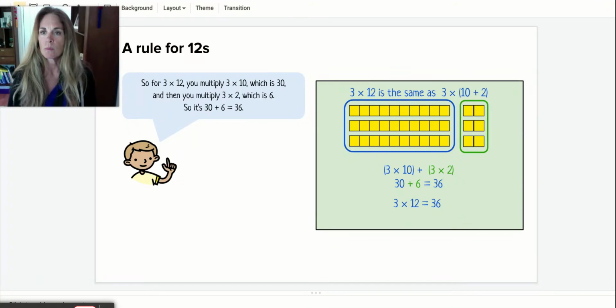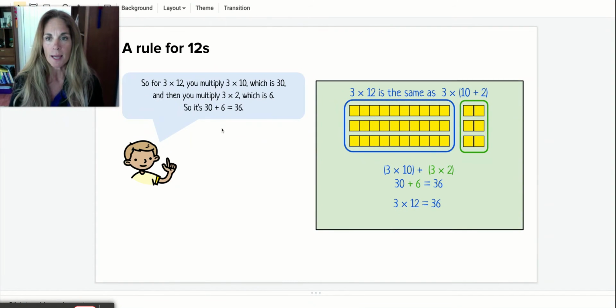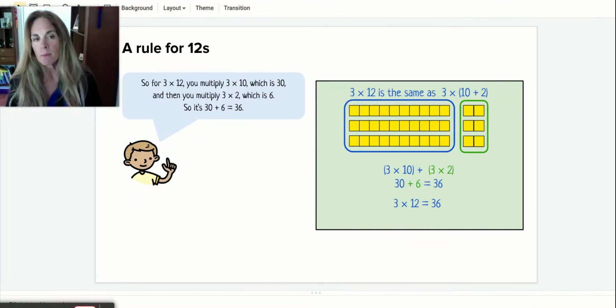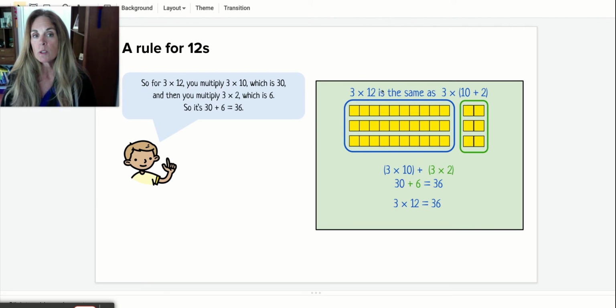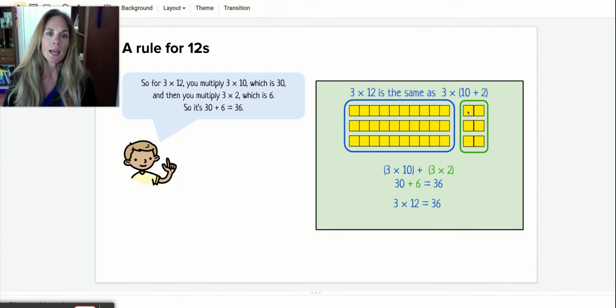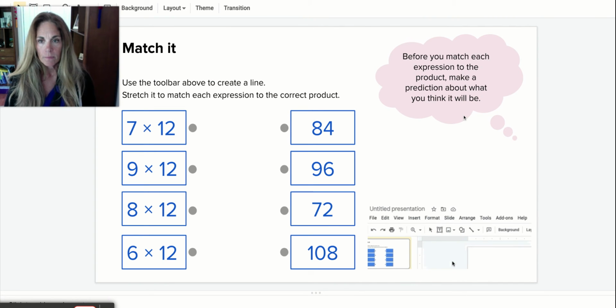One of the most important rules for multiplying by 12 is shown here on this slide. So the idea is similar to your multiplying by 11, except for here you add an additional group. So you're going to multiply by 10 and then add 2 more groups of whatever you're multiplying by.